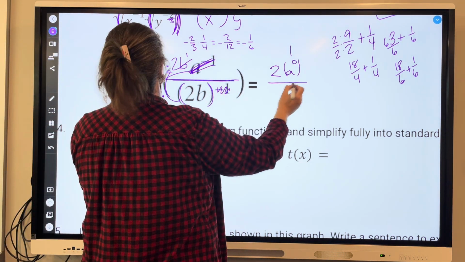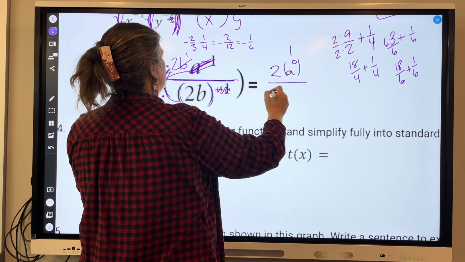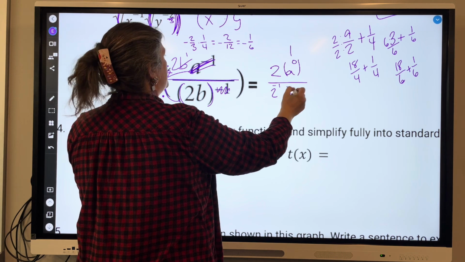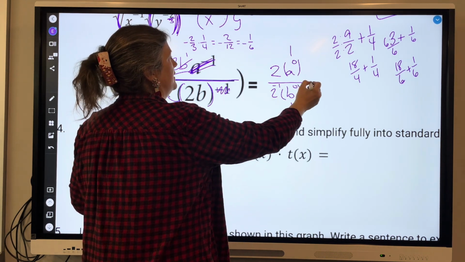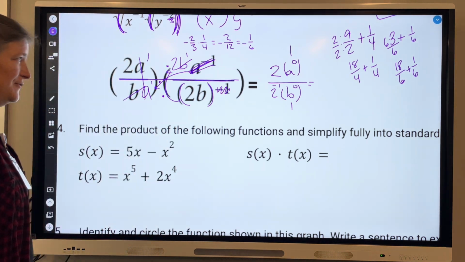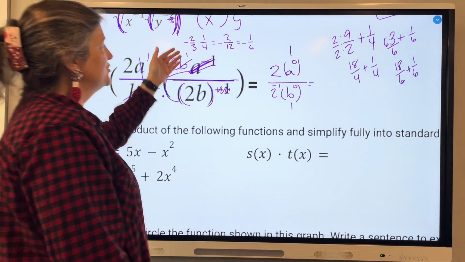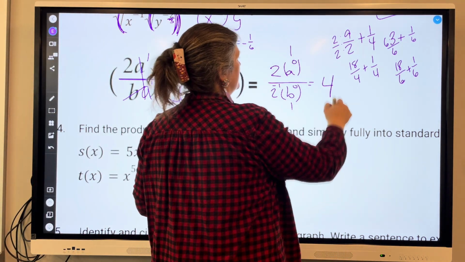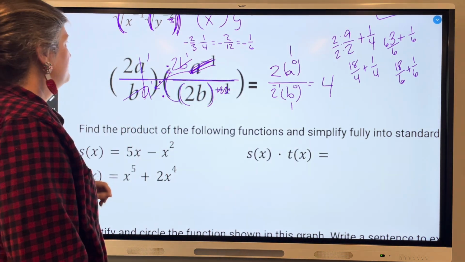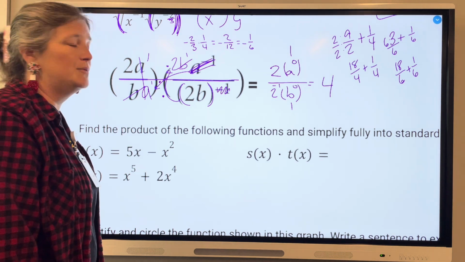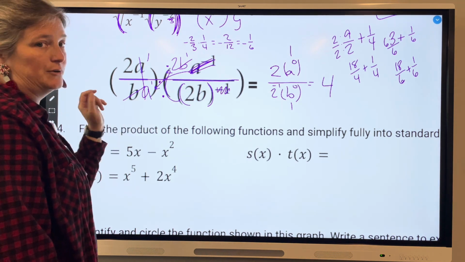Or in my denominator, maybe I have a 2 to the negative 1 and a b to the 0, which makes 1. Either way, I don't have any b's left over. Oh my goodness. And this 2 has moved to the top, so the whole thing is equal to 4. Just 4. All of that, doesn't matter what a and b are, actually, as long as they're not 0.